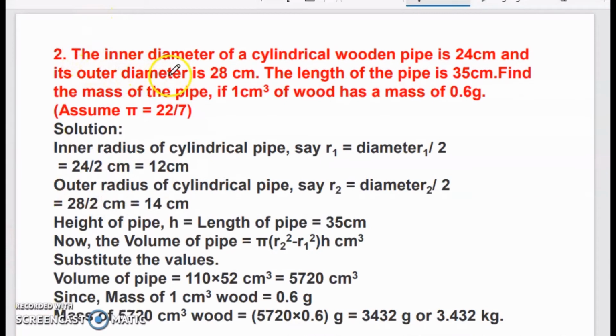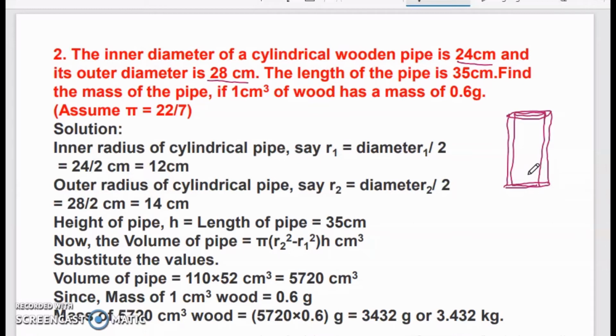The second one is, the inner diameter of a cylindrical wooden pipe is 24 centimeter and the outer diameter is 28 centimeter. So whenever inner and outer diameter is given, it means it is having a certain thickness. So it's a pipe which is open on both the ends like this, and it is having a certain thickness. That's why inner and outer, both the diameters are given. So this is what it looks like. So inner is 24, outer is 28.